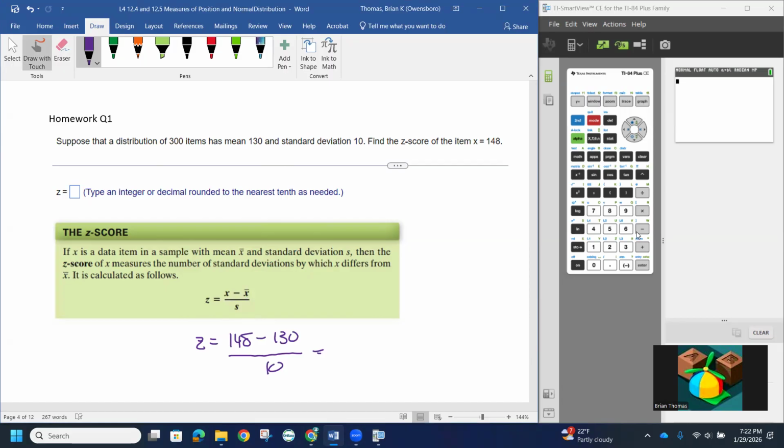So I'm going to do this in two parts. I'm just going to say 148 minus 130. What's that going to give us? Is that 18? Then if we divide by 10, dividing by 10 just makes the decimal move one place to the left. So it should be 1.8. We don't have to round this because it is already to the tenth place. Remember, this is the ones place, this is the tenth place. So your z-score would be 1.8.